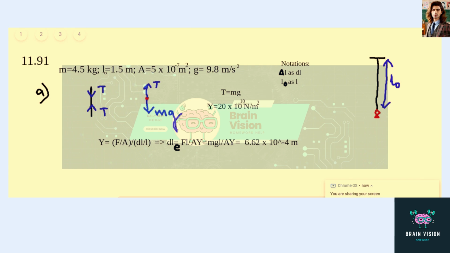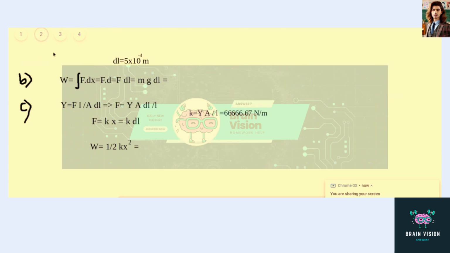Now let's move on to the next part. In the next part, we have a slowly varying force F, which is applied at the lower end of the wire, and the change in length is given as delta L. My change in length because of the varying force is given to be 5 times 10 to the power minus 4 meters. So in part B, it asks us what is the work done by the gravitational force.